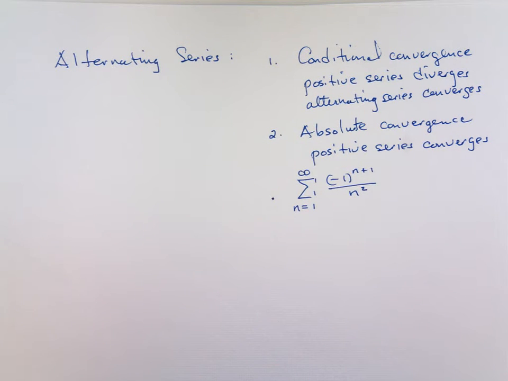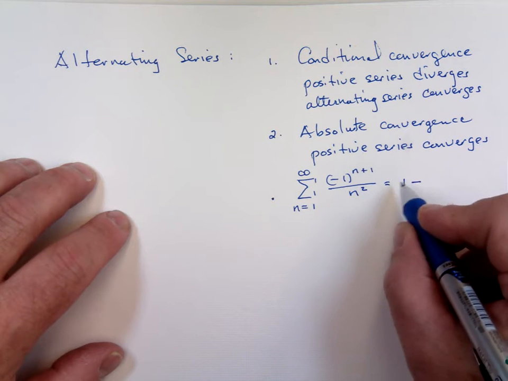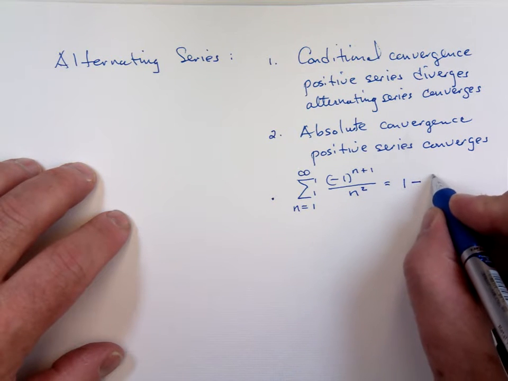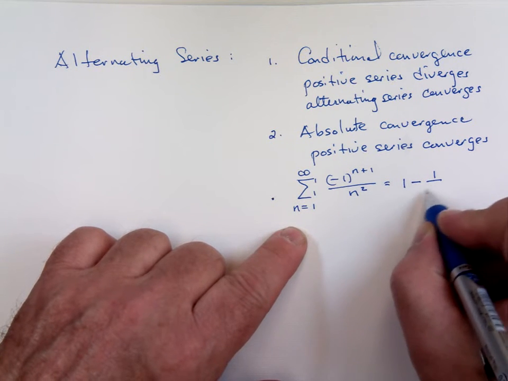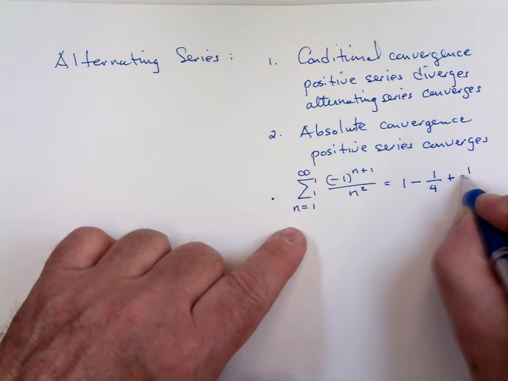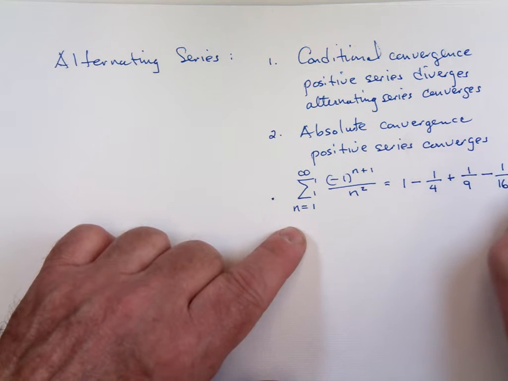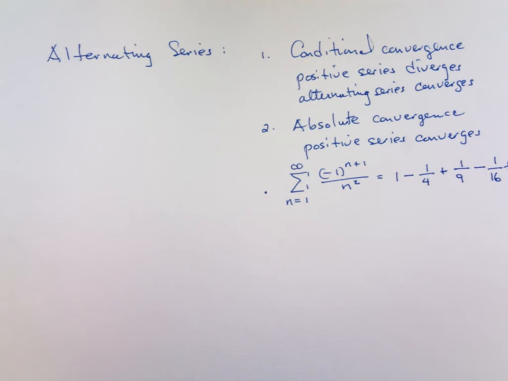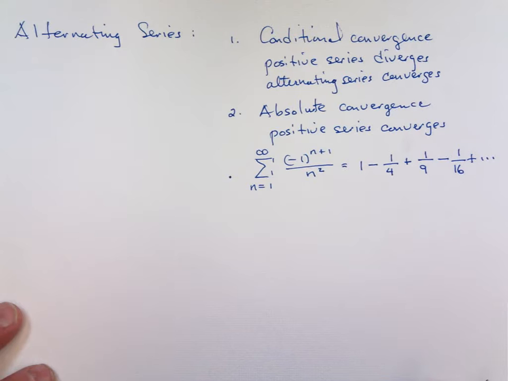Here's an alternating series. It goes like this: 1 minus 1 over 2 squared. Second term, 1/4, plus 1 over 9 minus 1 over 16 plus, etc. That's the alternating series.